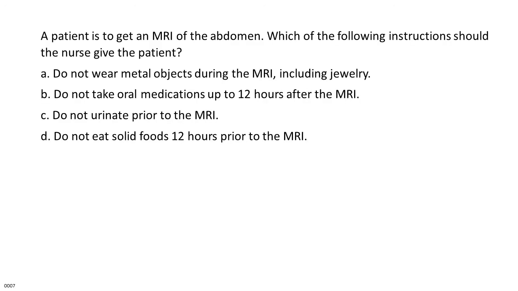A patient is to get an MRI of the abdomen. Which of the following instructions should the nurse give the patient? A. Do not wear metal objects during the MRI, including jewelry. B. Do not take oral medications up to 12 hours after the MRI. C. Do not urinate prior to the MRI. D. Do not eat solid foods 12 hours prior to the MRI.